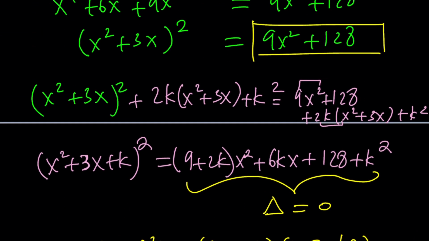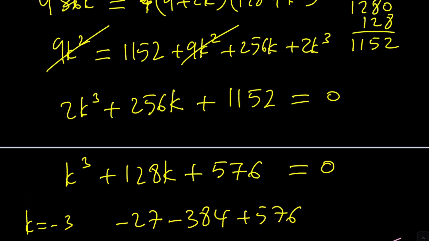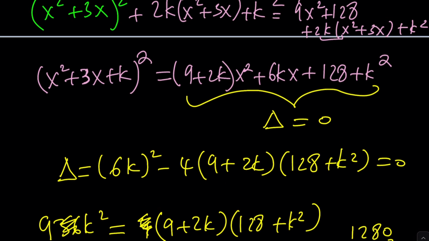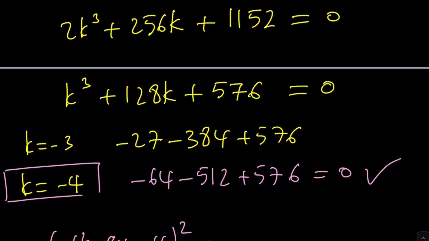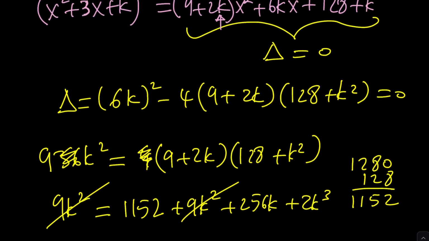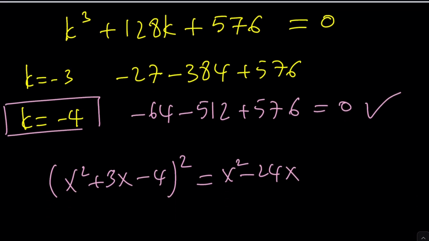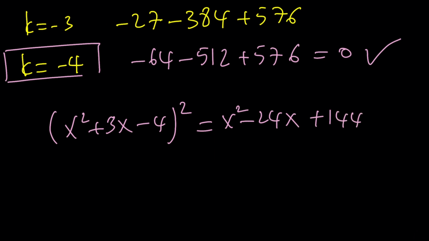What does that mean? It just means that we have (x squared plus 3x minus 4) squared equals, now on the right-hand side, you're also going to have a perfect square. When you plug in -4, you're going to get x squared minus 24x plus 128 plus 16, that will be 144. And that's going to equal (x minus 12) quantity squared. And then from here, you're going to get two solutions. Let me show you how we can solve this.